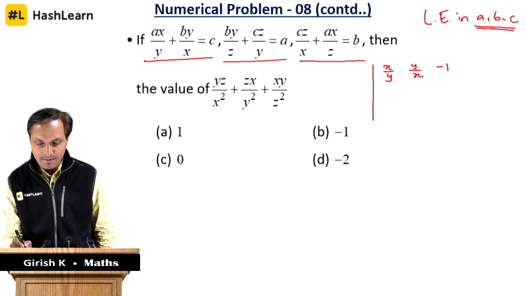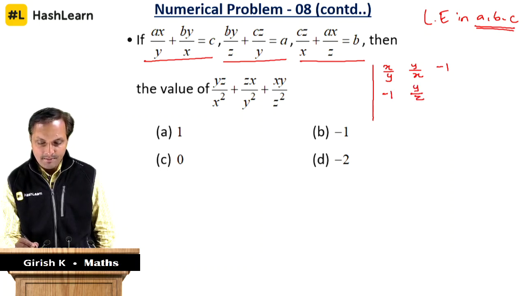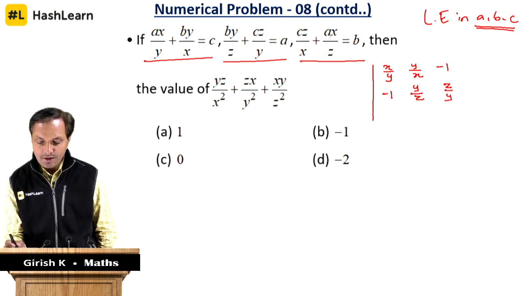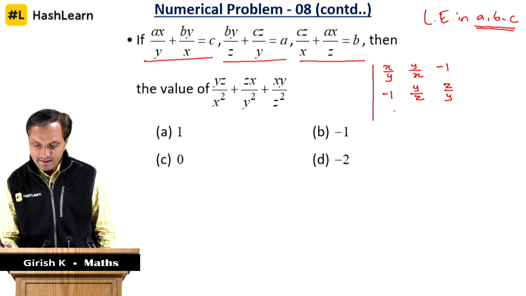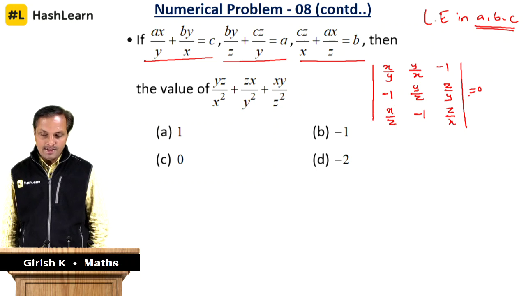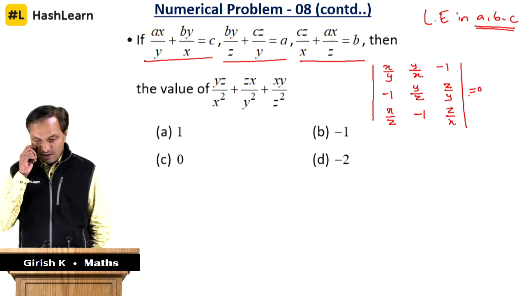Then what is the coefficient of A? Shift it here, minus 1. B is y by z and C is z by y. Again shift this, A is x by z, B is minus 1 and C is z by x is equal to 0. So these are the system of linear equations in A, B and C. Determinant should be equal to 0.